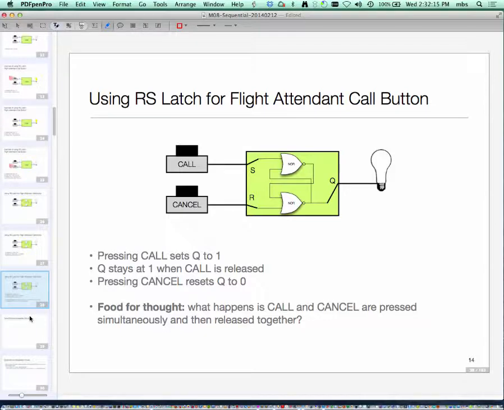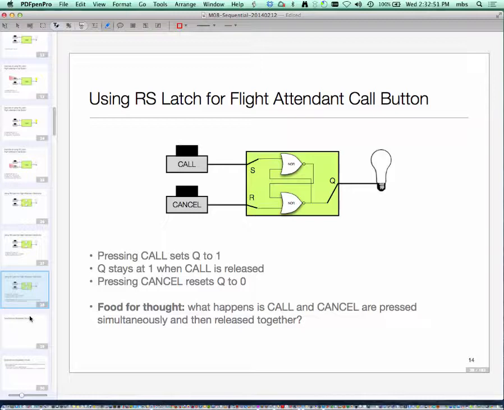Okay. So what happens if call and cancel are pressed together? Call and cancel together mean R and S are both high. So in this particular situation, the reset had the priority, so it will stay off.